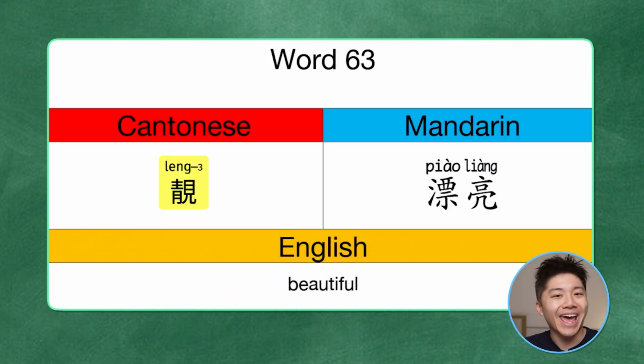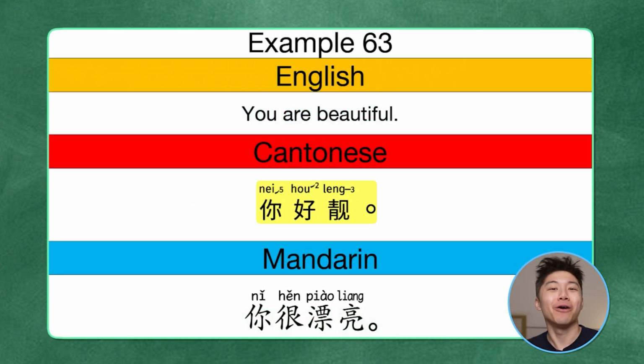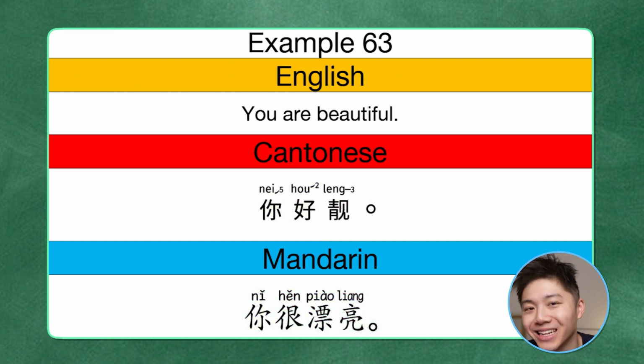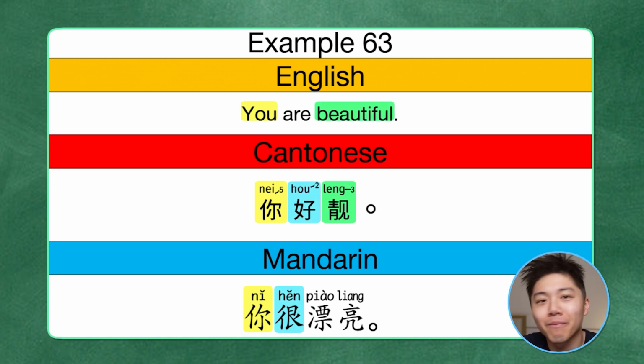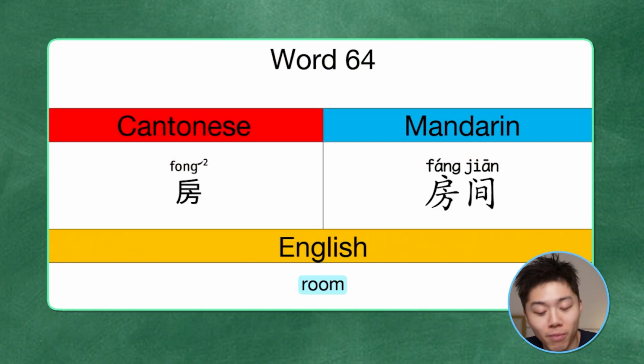Next, beautiful, 靚, in Mandarin 漂亮. So for example, you are beautiful. 你好靚. In Mandarin, 你很漂亮. 你 is you. 好 means very, in Mandarin 很. 靚 means beautiful, in Mandarin 漂亮. 你很漂亮.